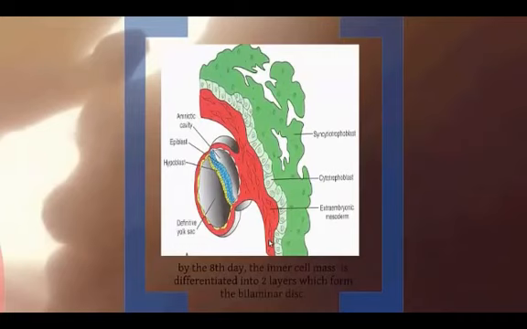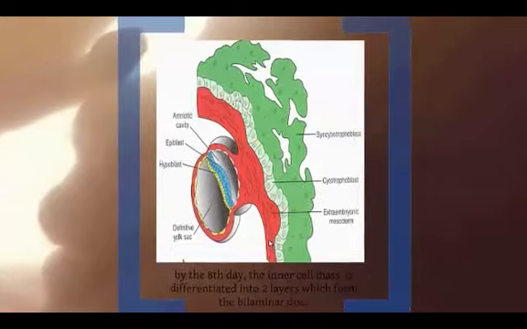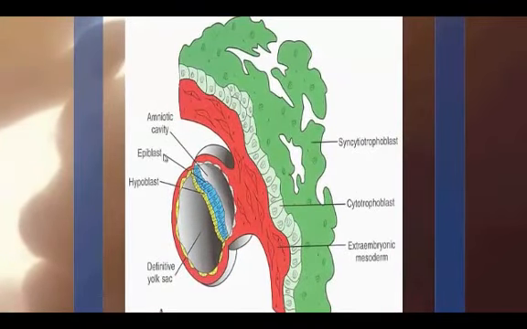Changes to the embryoblast occur during implantation. By the 8th day, the inner cell mass is differentiated into two layers which form the bilaminar disc. We've got the epiblast, or the ectoderm, which is formed of high columnar cells adjacent to the amniotic cavity, and the hypoblast, which is formed of low cuboidal cells adjacent to the yolk sac.